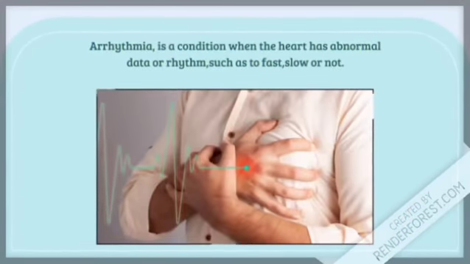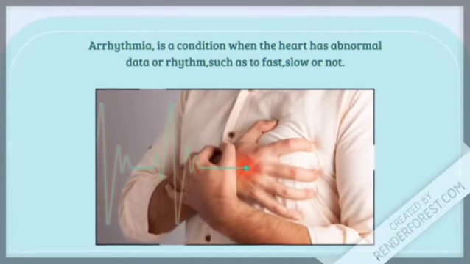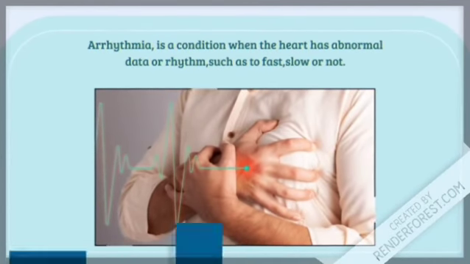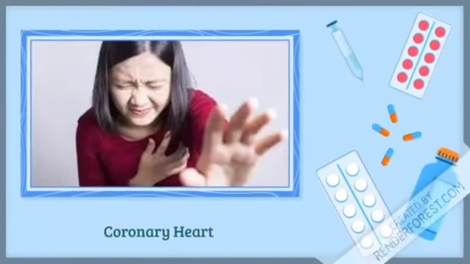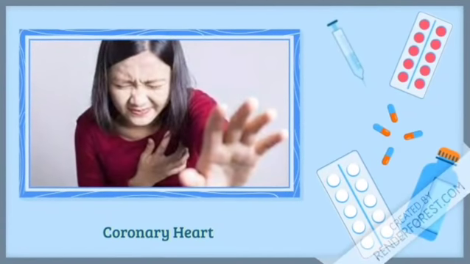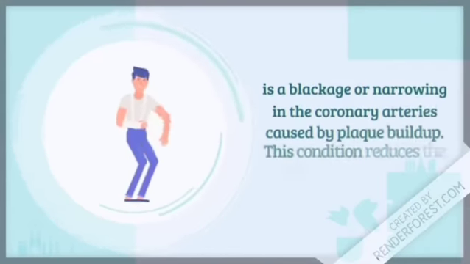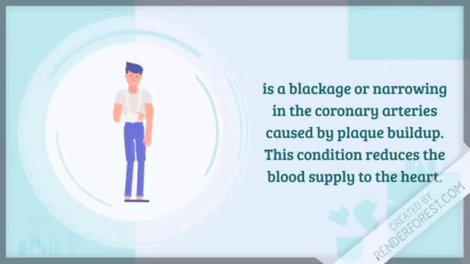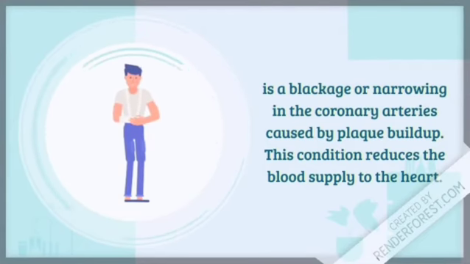Arrhythmia is a condition when the heart has an abnormal rate or rhythm, such as too fast, too slow, or irregular. Coronary heart disease is a blockage or narrowing in the coronary arteries caused by fatty buildup. This condition reduces the blood supply to the heart.